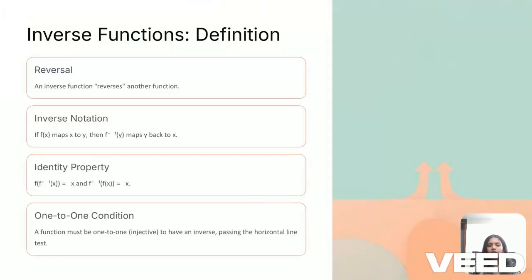Inverse functions are basically the reversal. An inverse function reverses another function. The notation is: if f of x maps x to y, then f inverse of y maps y back to x. Identity property: f inverse of f of x is equal to x. The one-to-one condition is that a function must be one-to-one, injective, to have an inverse, passing the horizontal line test.